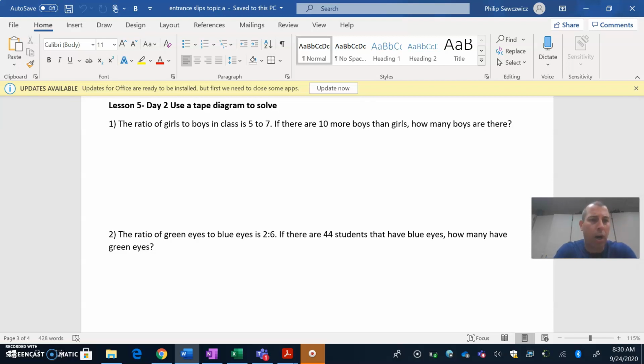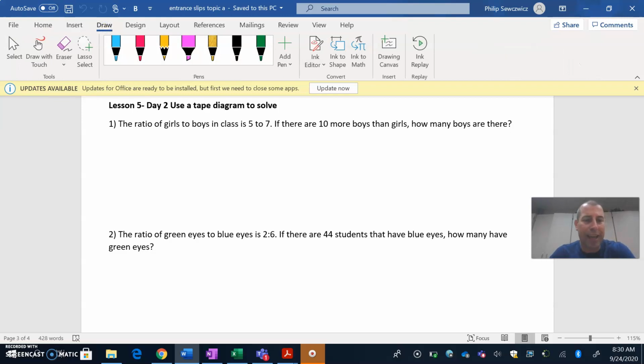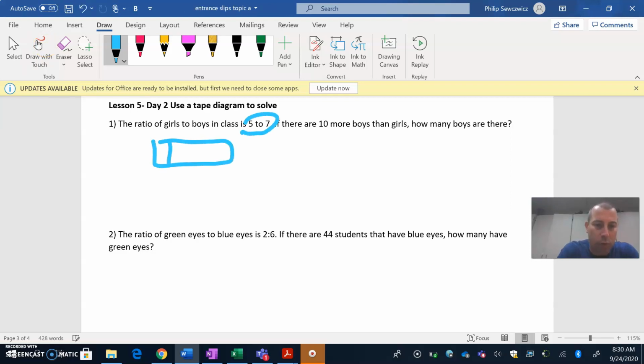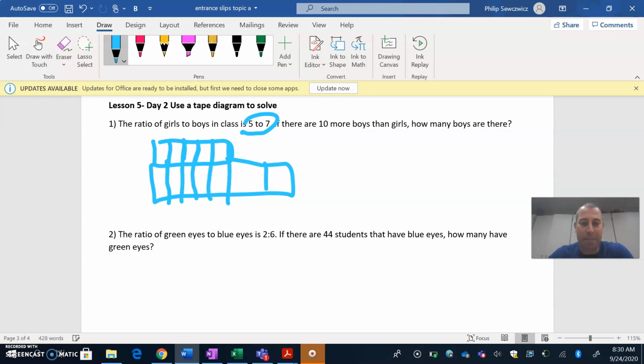We've got the ratio of the boys to girls in class is 5 to 7. So if we're doing 5 to 7, that means 5 boxes, 1, 2, 3, 4, 5, and then 7 boxes. Remember, I have to match them up, and this is really important for today. 3, 4, there's 5, and then 6 and 7. Okay, so label girls to boys. Girls came first with the 5, boys came second.